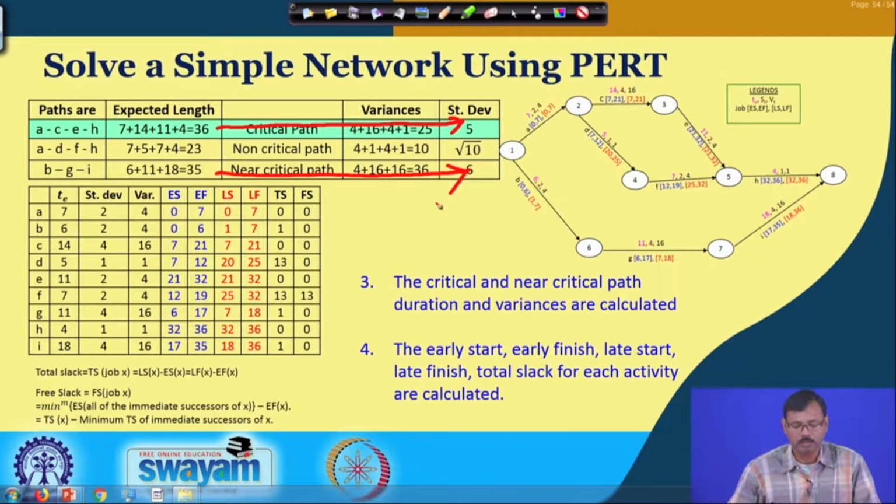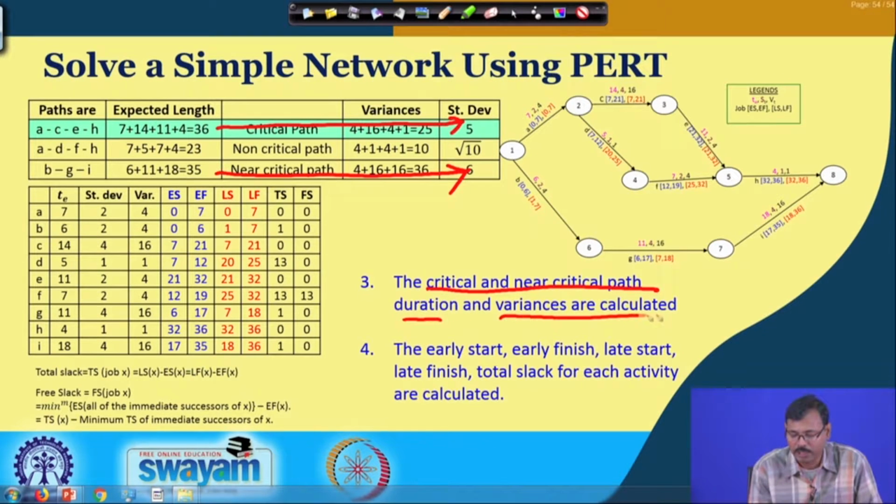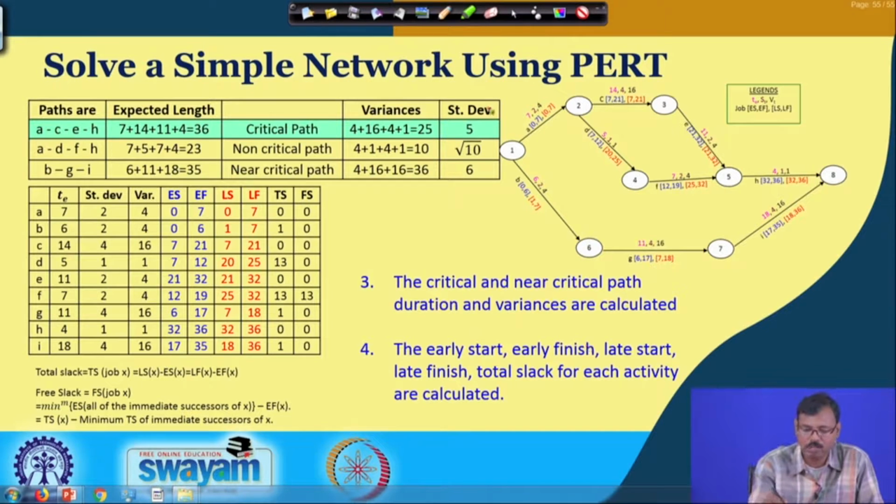So, our objective 3 was to determine the critical and near critical path durations and their variances, and we have completed that. Along with that we have also determined the standard deviation. The next one is to determine the early start, early finish, late start, late finish time, total slack and free slack. For that we have again calculated. We have considered S equal to 0 as the start, and we know T is equal to 36 from the critical path. Based on that we have determined the early start. Early start is nothing but the latest of the early finish times of the predecessors.